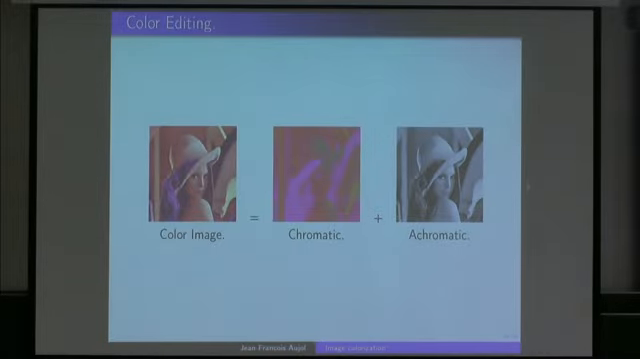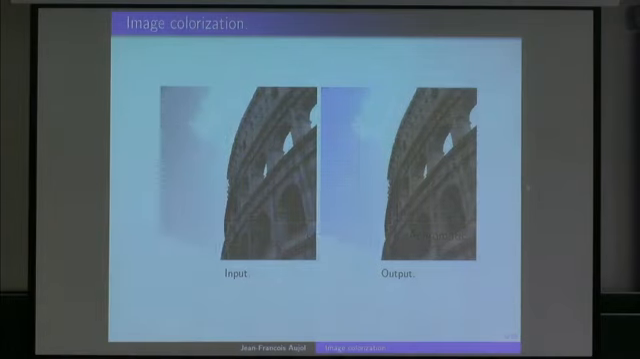So what is a color image? A color image, in fact, is the sum of two components. The first component is the chromatic component, and the second one is a grayscale version of the color image, which is the achromatic component. And so what I call the colorization problem is: given a grayscale image, I want to recover a possible color version of this image.